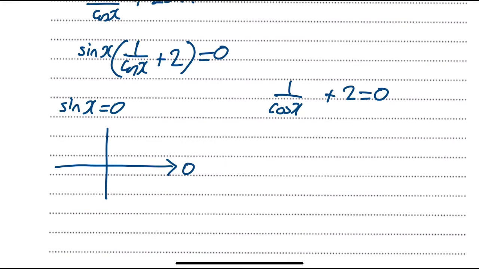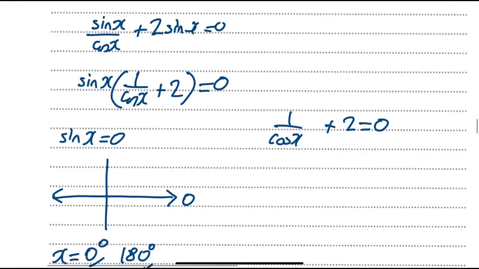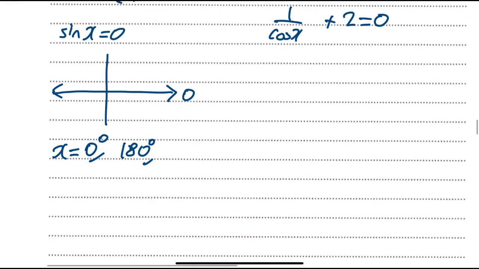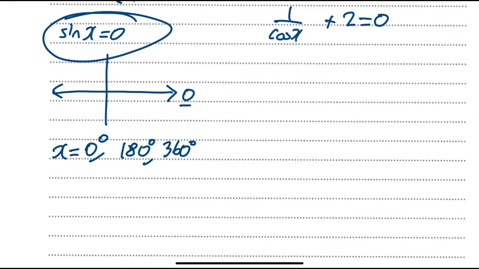So that means the opposite place as well, 180 degrees, would also give you 0. So you add 0 degrees and 180 degrees. And also look at the range. It was 0 is less than or equal to x is less than or equal to 360. So you're allowed to be 360. So that's back to this place again. So you've got 3 angles from this one result here that sine x is equal to 0.